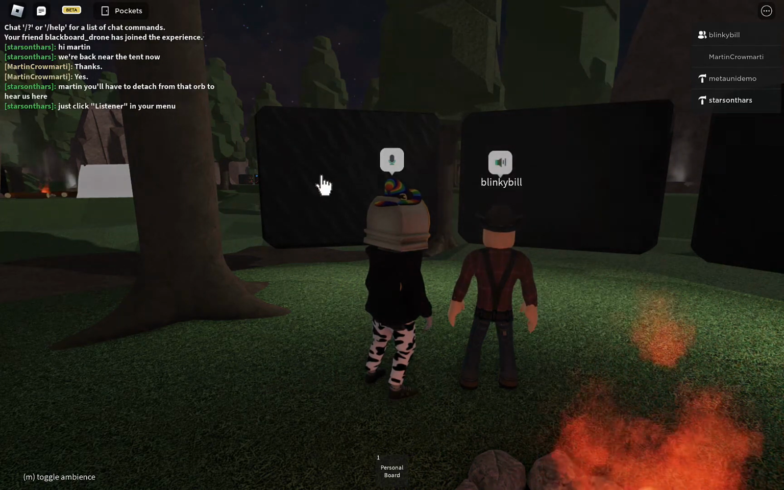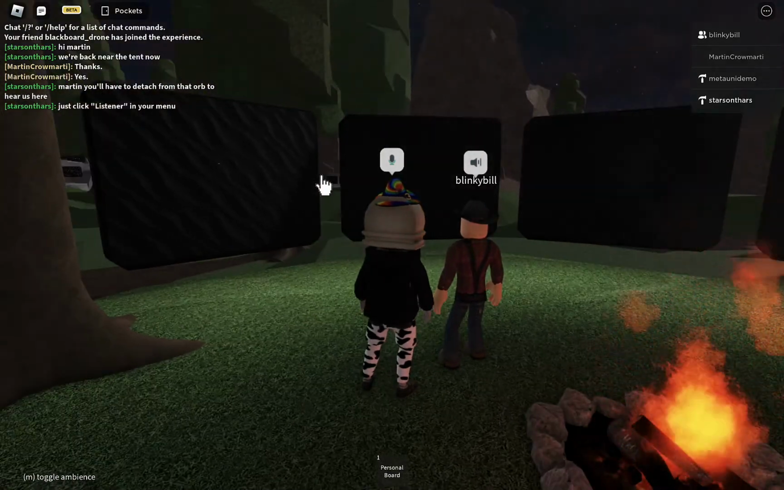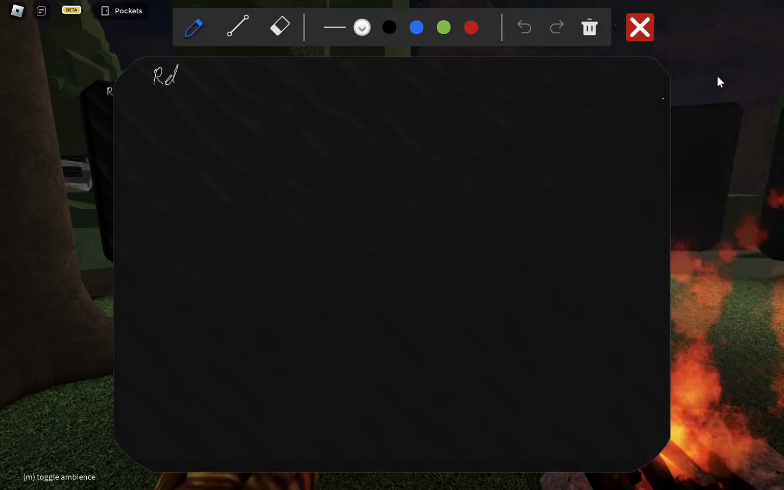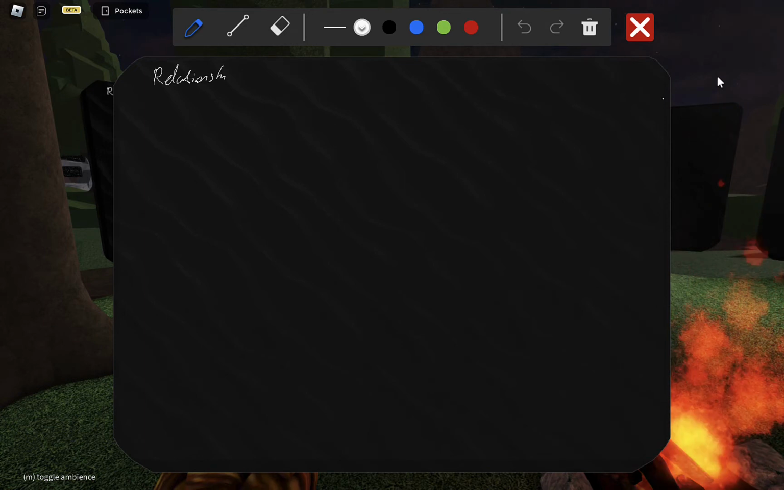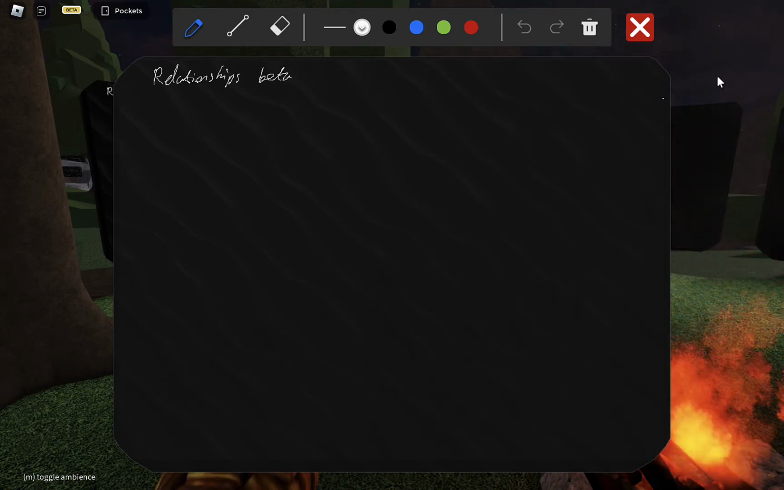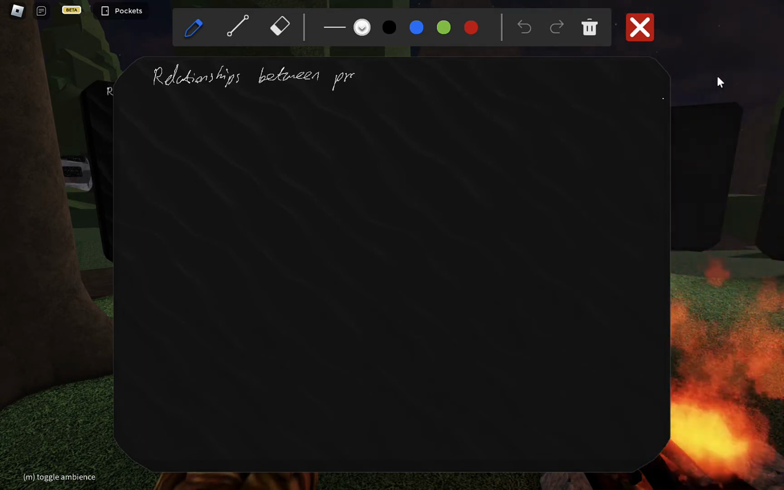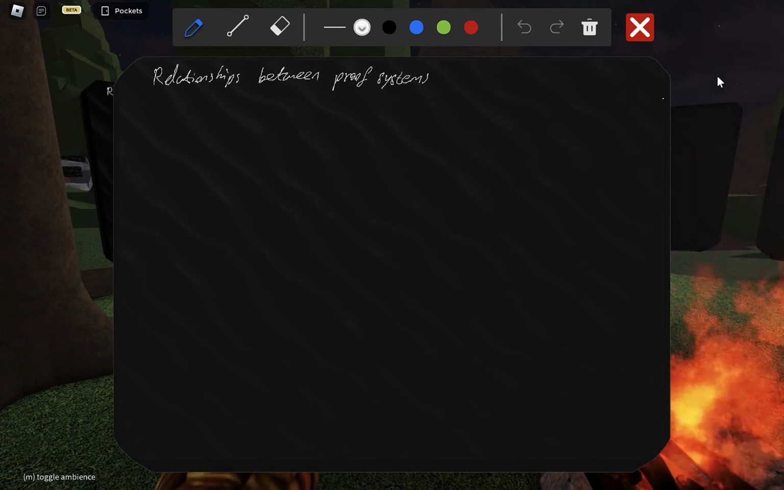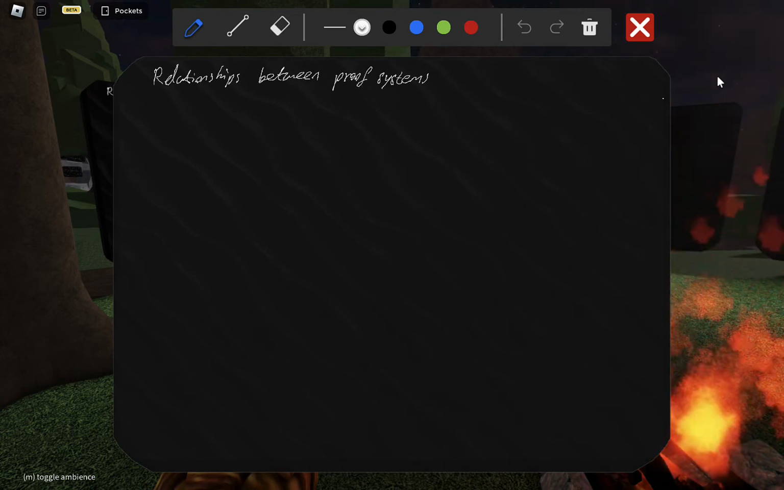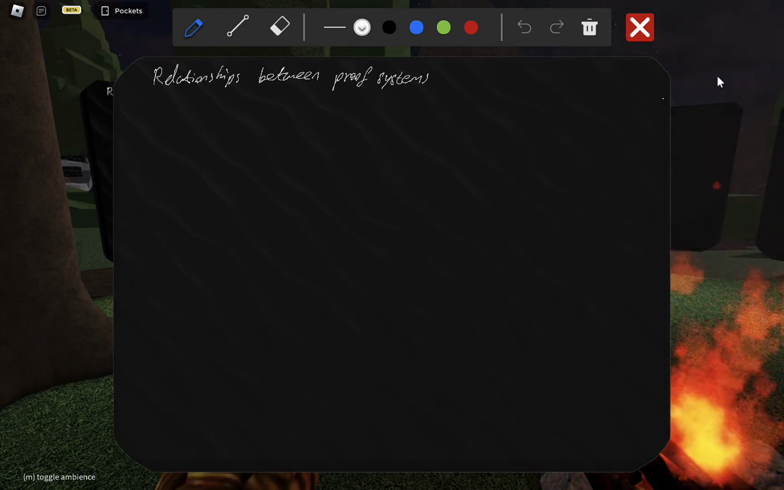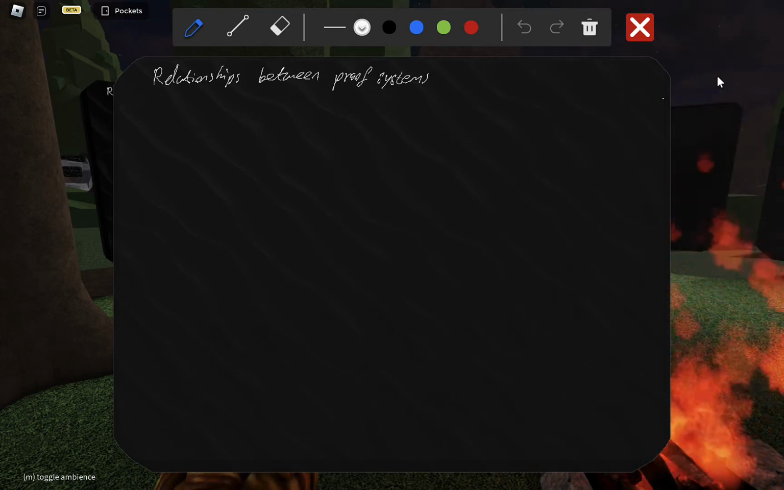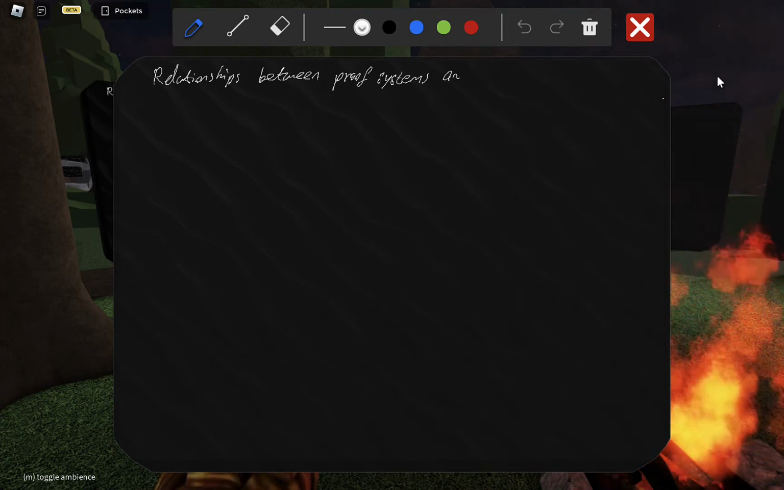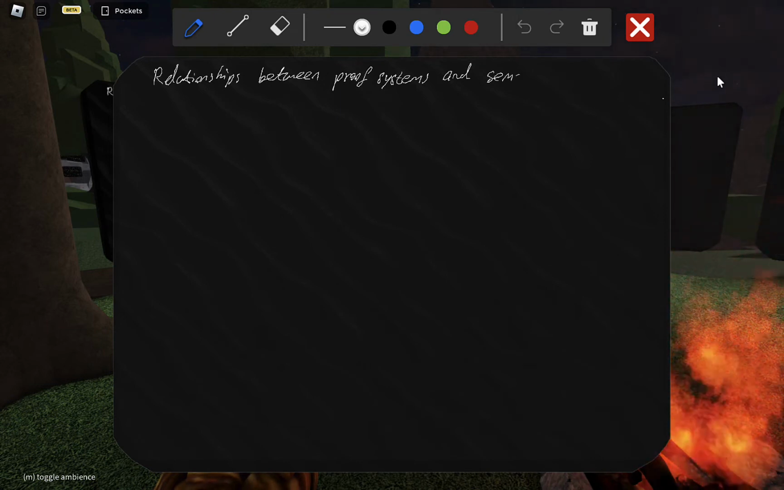Back on the other board, we were just summarizing some relationships between proof systems. So the syntactic things usually consist of trees of symbols, usually consisting of deduction rules, and semantics.